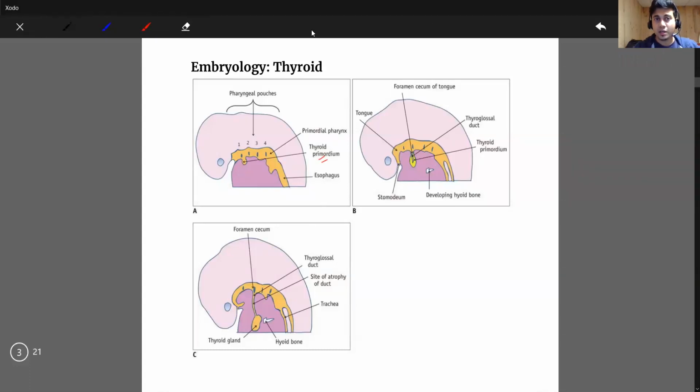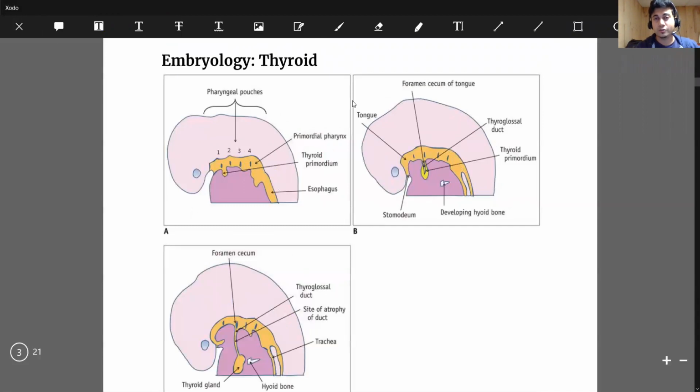Now, this is a protrusion that goes down, or descends, and usually it forms into the thyroid gland. So it's a protrusion from the base of the tongue where this thyroid goes all the way down to where the thyroid is located in our neck, right? Now, this is an endoderm derivative. This thyroid is mostly an endoderm derivative, but there are some neural crest derivatives of the thyroid gland.